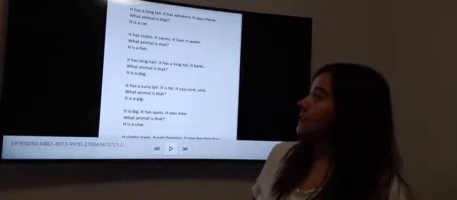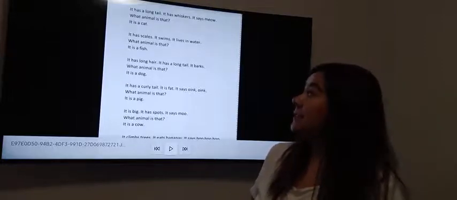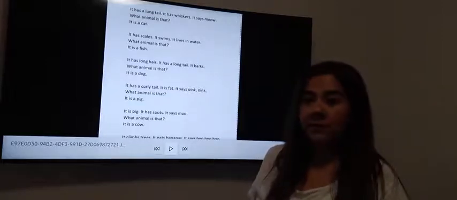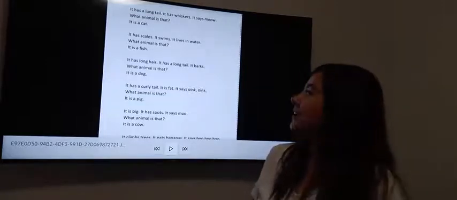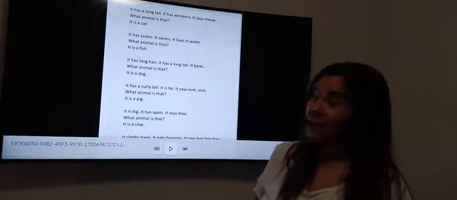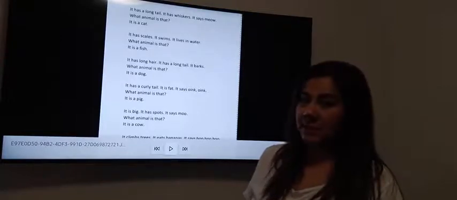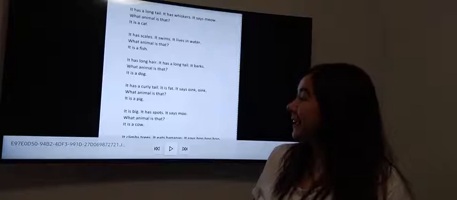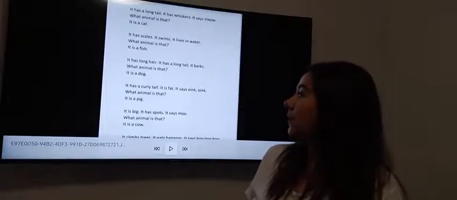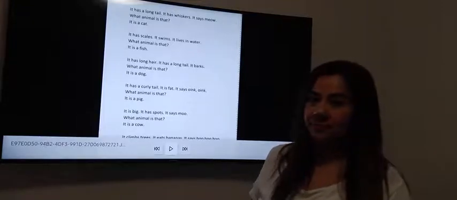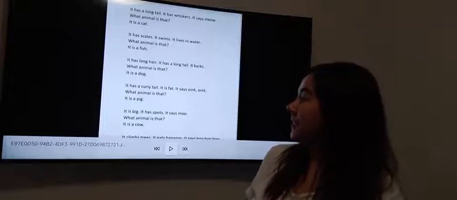The next one says, it has scales, it swims, it lives in the water. What animal is it? It's the fish. It has long hair. It has a long tail. It barks. What animal is it? It's the dog. It has a curly tail. It is fat. It says oink. And what animal is that? It's the pig.